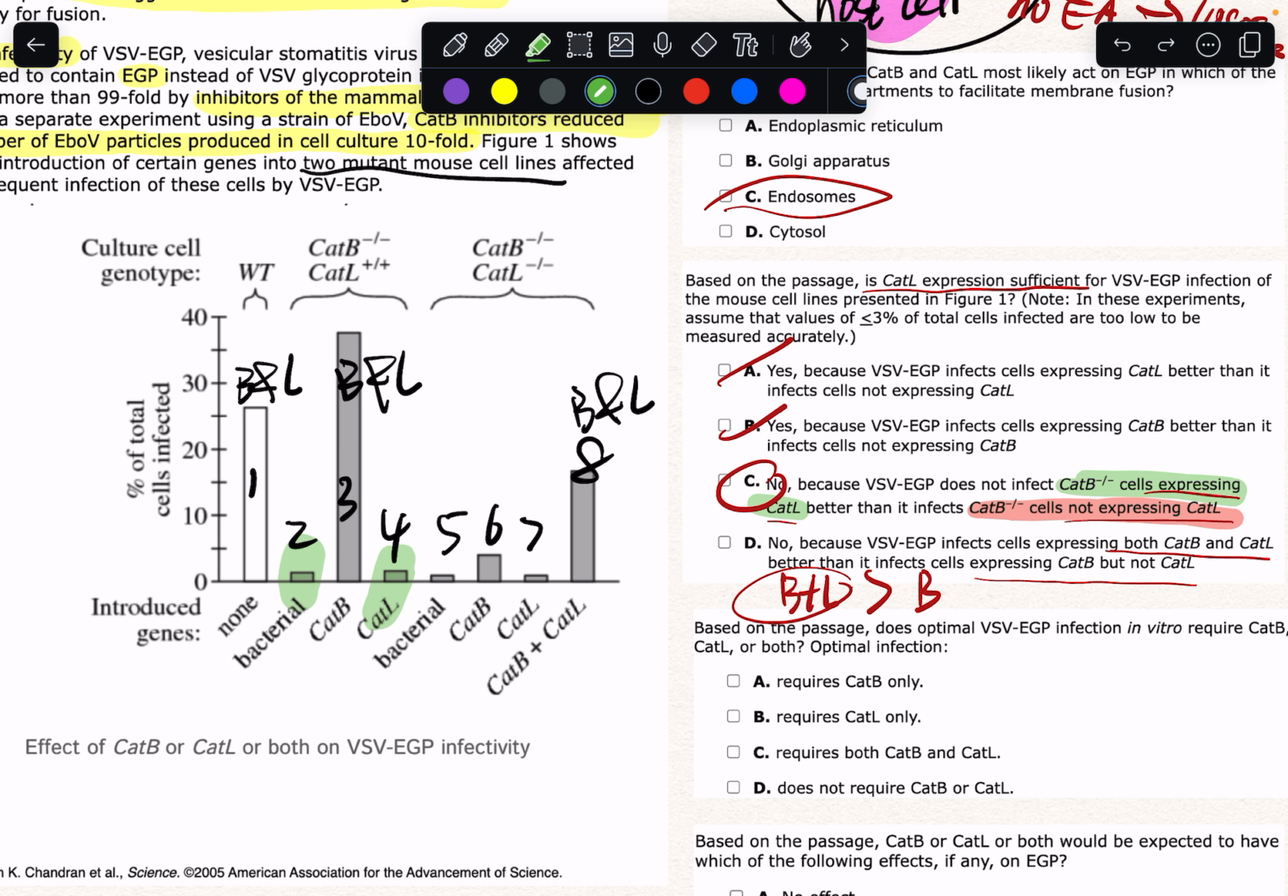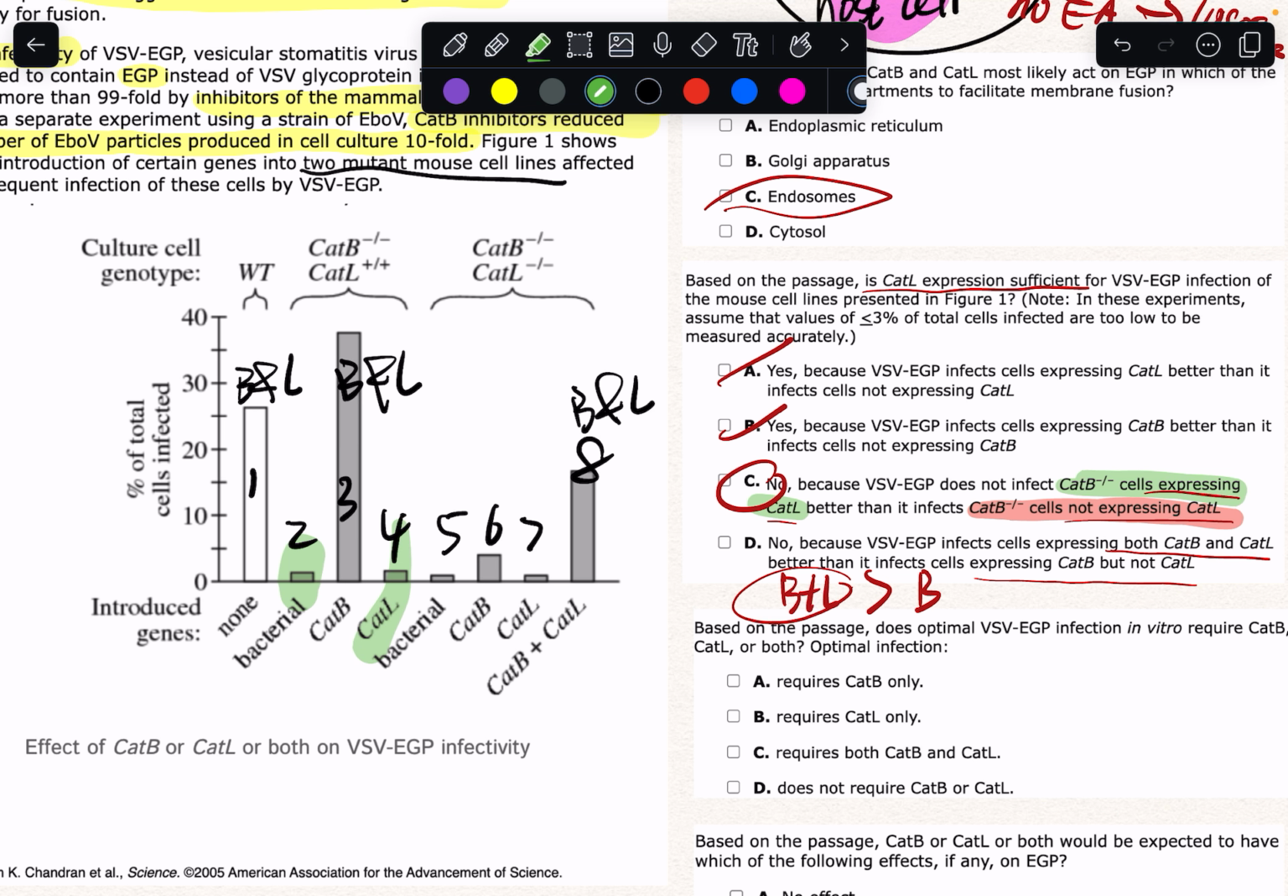What about column 3? Column 3 is not cat B minus, even though in the beginning I knocked out cat B, but later I introduced cat B. So really column 3 is the scenario where I have both B and L. Okay, so I'm not going to highlight column 3.